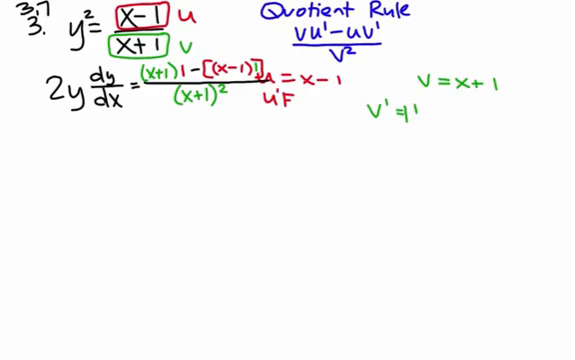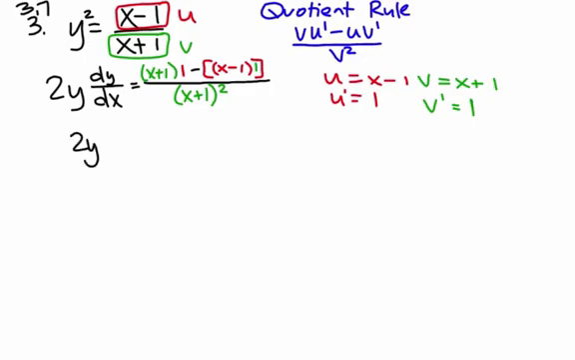Okay, and that's going to be the green x plus 1 times the red 1 minus the red x minus 1 times the green 1. And here's the deal. Always put whatever you're subtracting in the quotient rule in parentheses. The reason we do that is so that everything works out well. Okay, that way that'll help you remember to carry through your minus sign to everything in there.